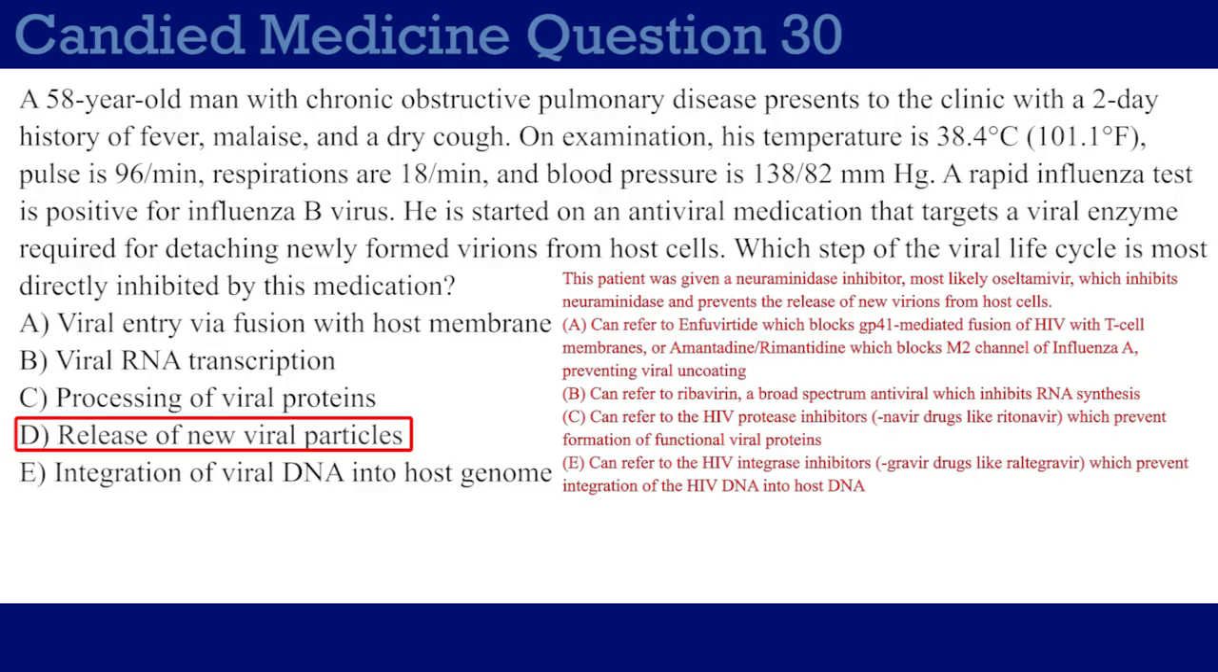Choice B, viral RNA transcription. It's going to refer to a lot of things, but first thing I would think of is ribavirin, which is a broad-spectrum antiviral. Choice C, processing of viral proteins.